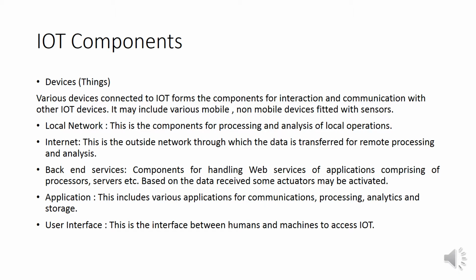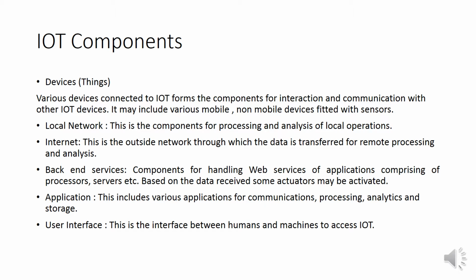As you know the definition of the IoT, it is the connection of a number of devices through local area network and through internet. So the devices are the most important part of your IoT. Various devices connected to IoT form the components for interaction and communication with other IoT devices. It may include various mobile, non-mobile devices fitted with sensors.